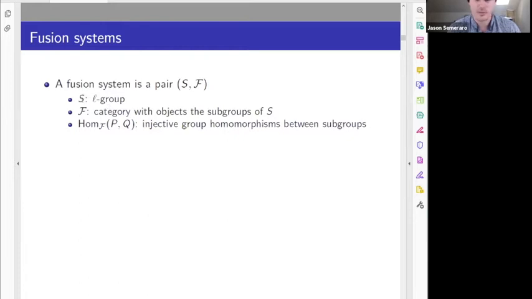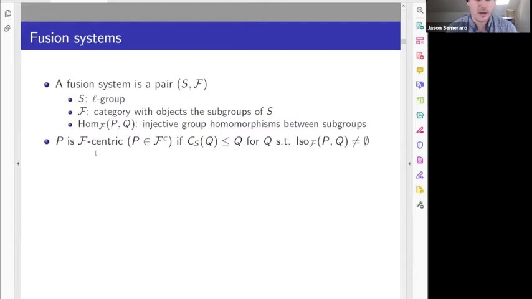Can you see the mouse when I move it, by the way? Is that working? Yeah, good. So the subgroups of S are the objects of this category, and morphisms in the category are just injective group morphisms between subgroups. There are a few more details which I'm going to gloss over in terms of the precise technical definition of a fusion system, but that should do for us for now, just to get the idea.